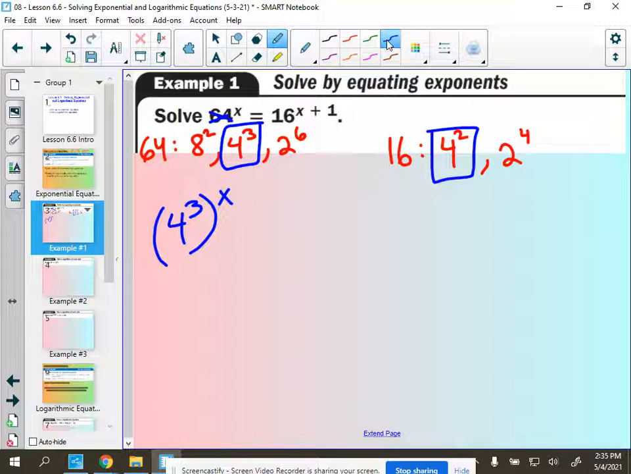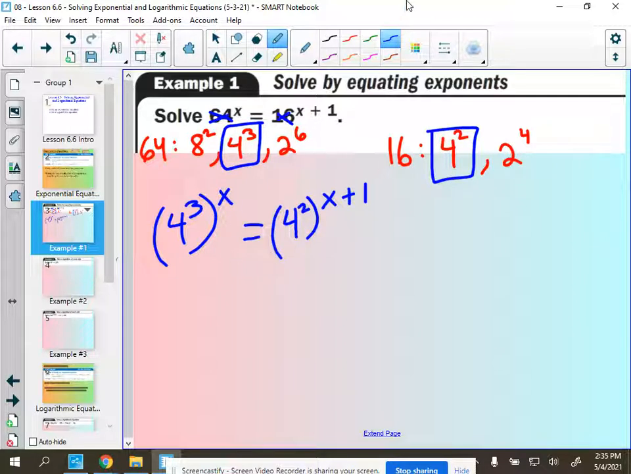On the right side, I'm going to do the exact same thing. I'm going to say, get out of here 16. I'm going to replace you with 4 squared because that's equivalent. And then we're going to take you to the x plus 1 power. So we're able to manipulate it a little bit and initially not have the same base, but get the same base.